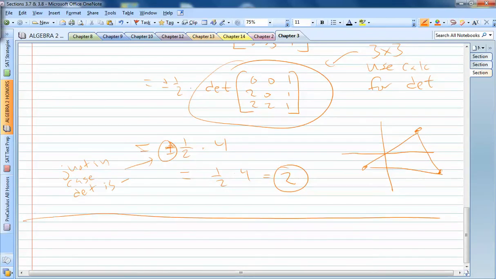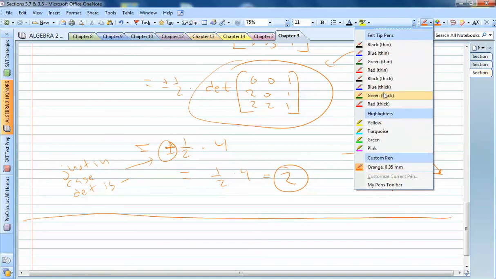Finally, for section 3.8, say for example you want to solve this problem.